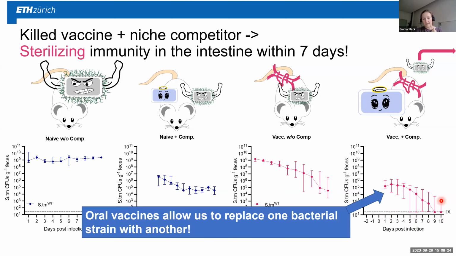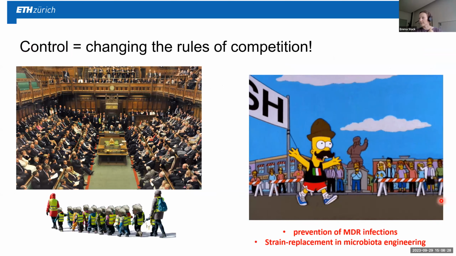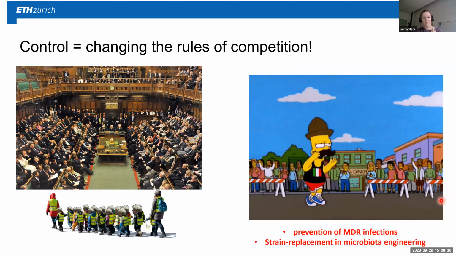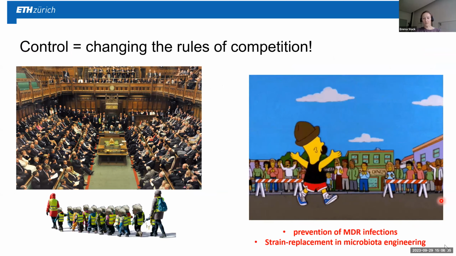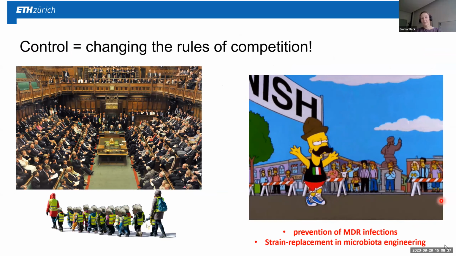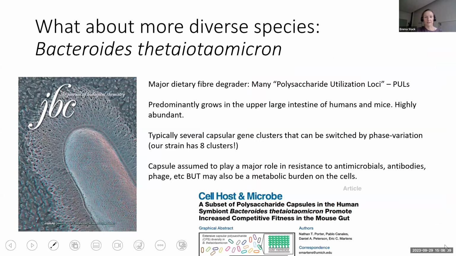So with an oral vaccine, we can now actually replace one bacterial strain with another. And we think this is quite a nice system that we can use to change the rules of competition in the gut and introduce a strain that we would like to be present, get rid of a strain that we don't want to be present.